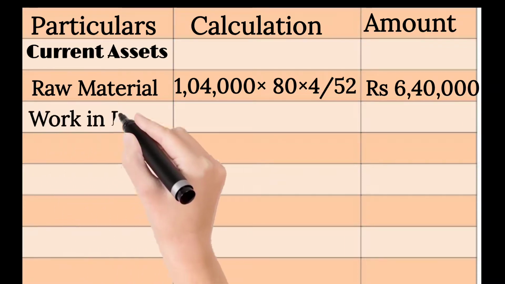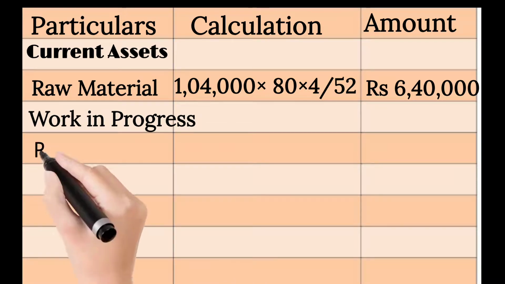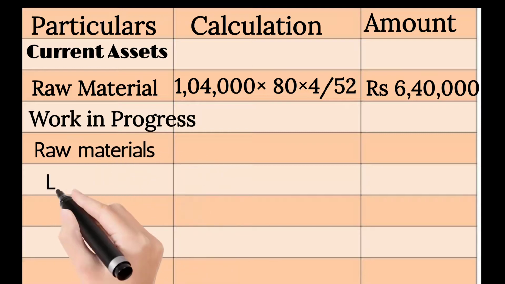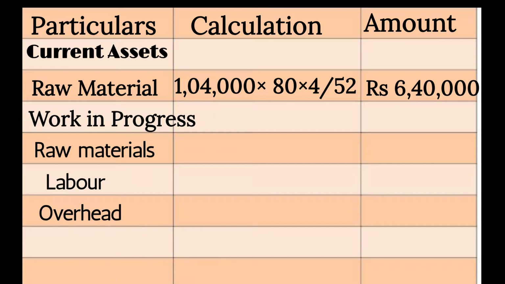Next is the work in progress. In the question we were given that work in progress is completed at a 50% stage. That means raw material, labor and overhead are used only 50% of its total capacity. So to calculate overall work in progress, we need to first consider raw material, labor and overhead in separate stages.